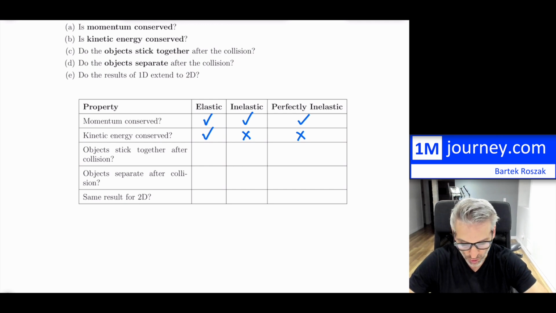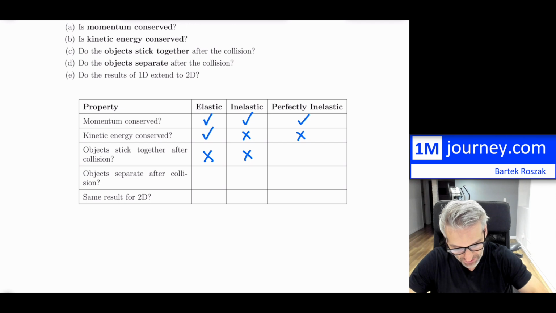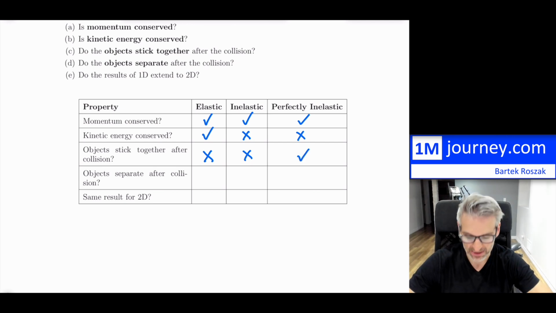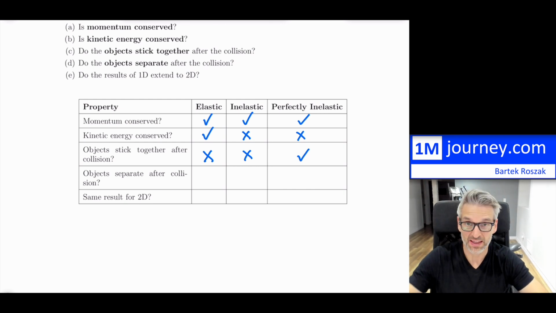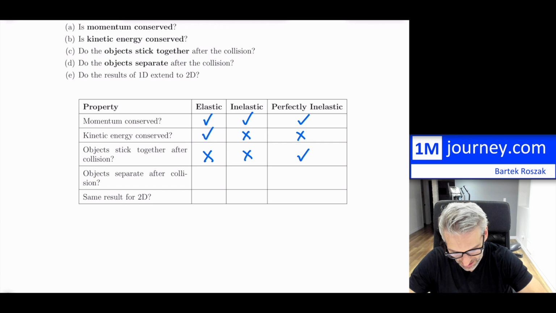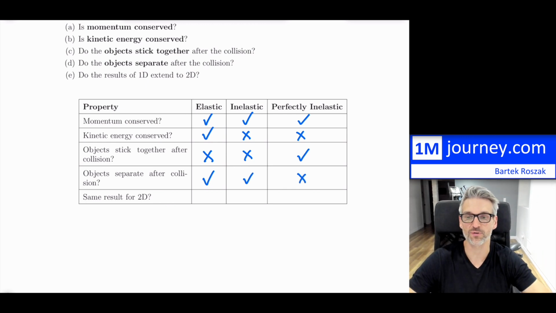The third question: do objects stick together after the collision? No, this does not happen in elastic, and this does not happen in inelastic. Again, I'm making that assumption on inelastic because I have perfectly inelastic here, and that is the only time that they do get stuck together. Now the follow-up question: do objects separate after the collision? Yes, this definitely does happen in elastic. In inelastic, they would normally separate, and in perfectly inelastic they would not separate, although inelastic doesn't always have to separate.